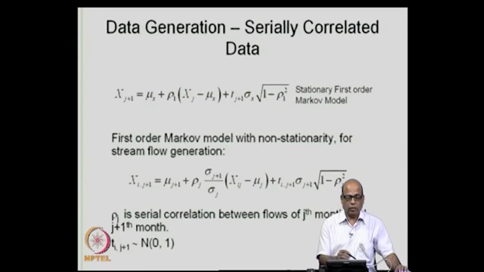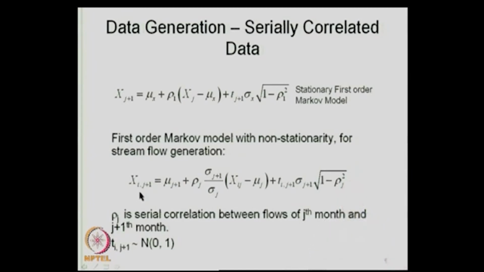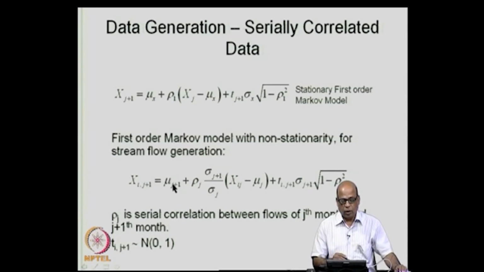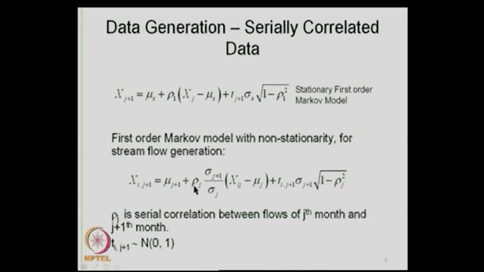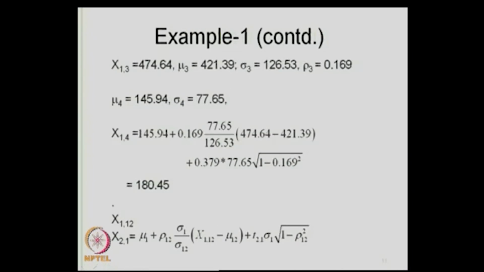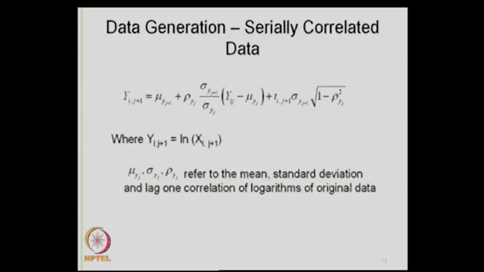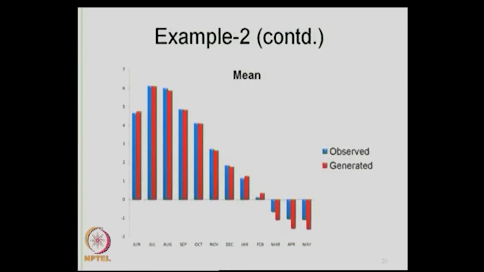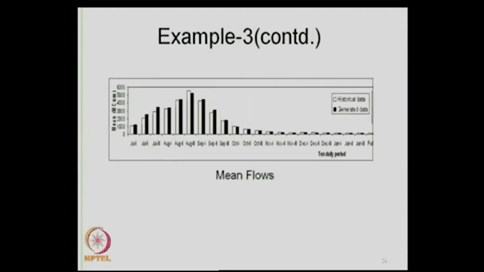Just for completeness, this is the Thomas-Fiering model, or the first order Markov model, that we use. i is the year and j is the month or season, and in this particular case j varies from 1 to 36. We have 36 time periods. For all these 36 time periods, we would have computed the mean, the standard deviation and the lag 1 correlations. We use this for the 36 time periods and obtain the generated data and compare the generated data with the observed data.